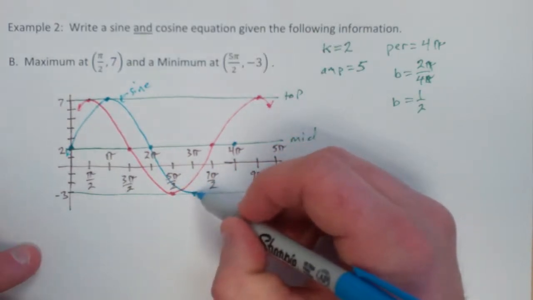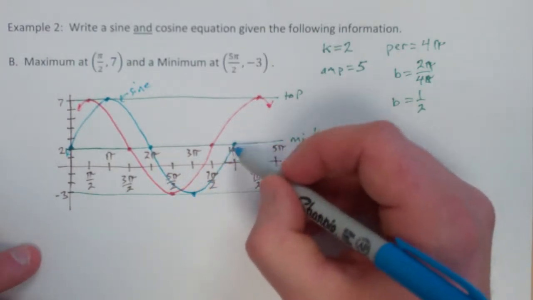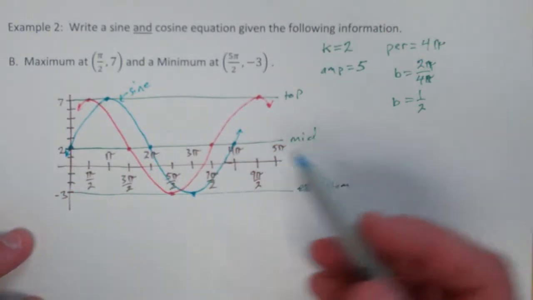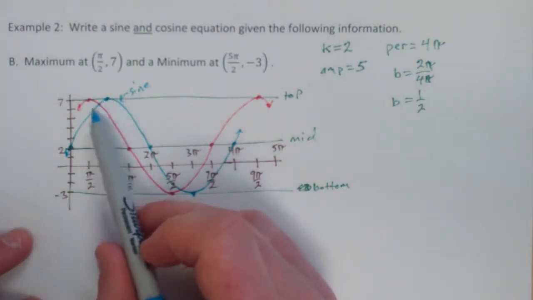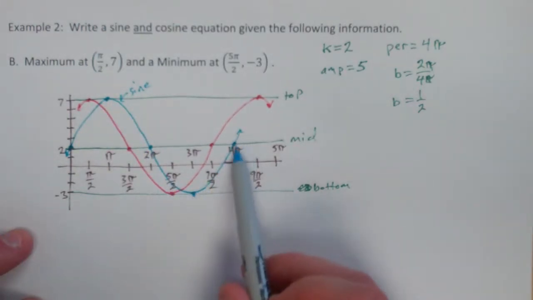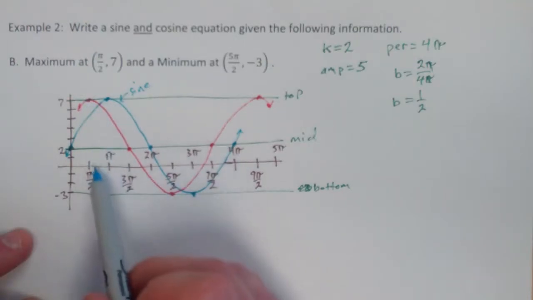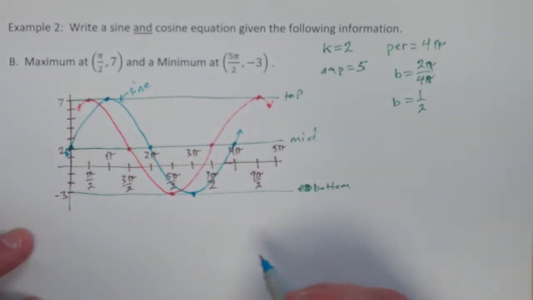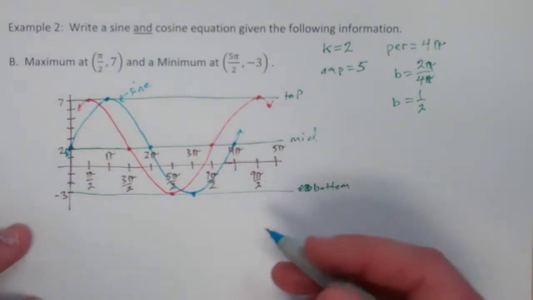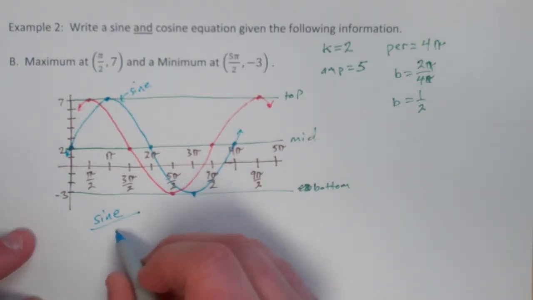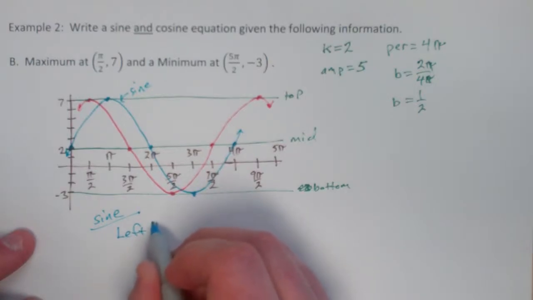And it appears that these are just out of phase a little bit, just shifted a little bit from each other. If we think about this, we want to think about how to move the one without the phase shift, so that's the blue curve, onto the red one. And that would be left by 1 tick mark, which is worth pi over 2. So when we write the sine equation, we know that our phase shift is going to be left pi over 2.